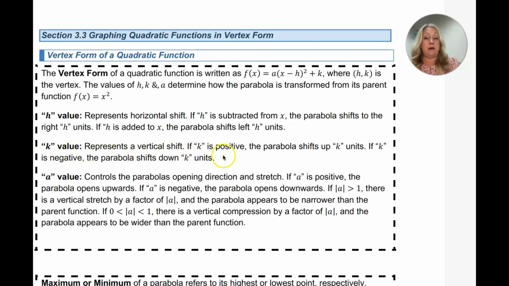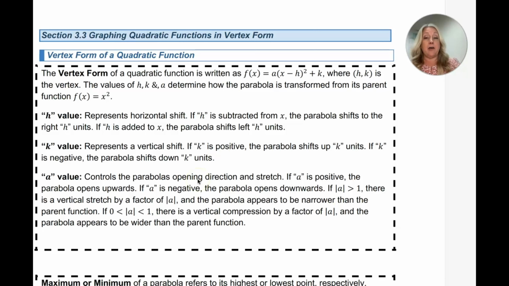Okay, what about our k value? Well, our k value here is what is doing our vertical shift. It's shifting it up or down. And so if k is positive, it shifts it up. If k is negative, it shifts it down.